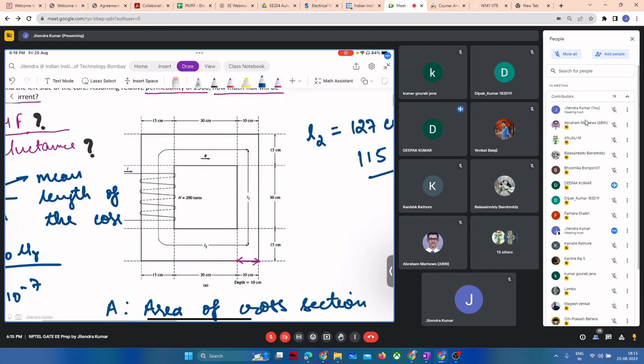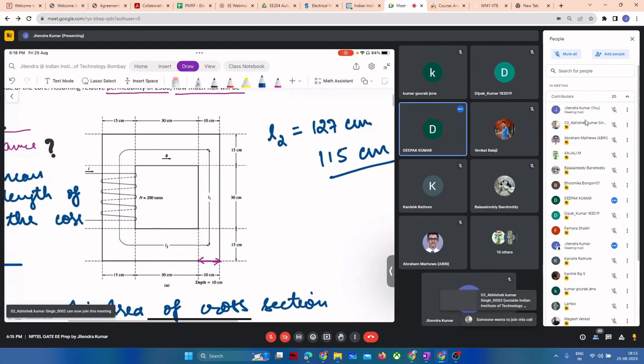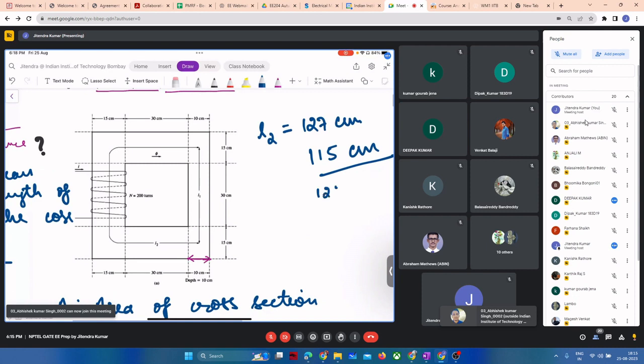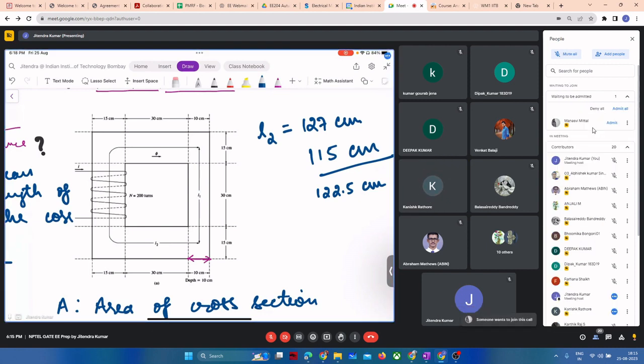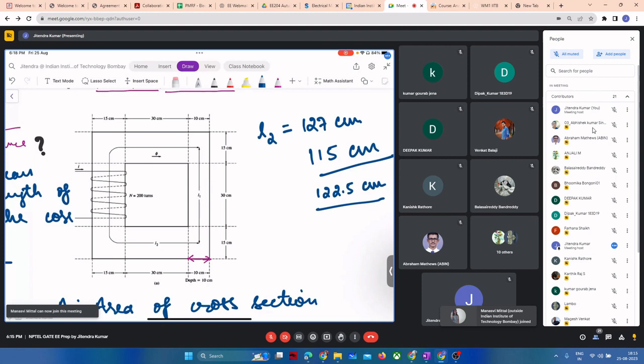Let me zoom it for you. Sir, 1 to 2.5. We have three answers for mean length. Any other? Sir, 130. Who is it? Kanishk, right? Yes. So apparently 130 centimeter is the correct answer.